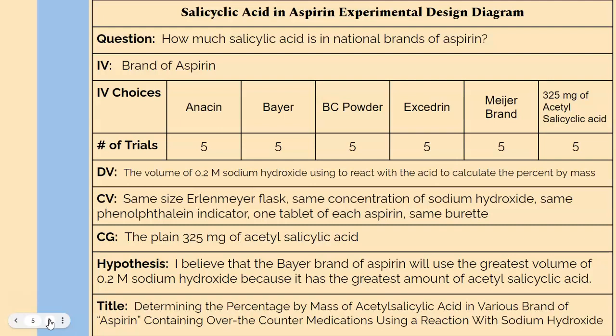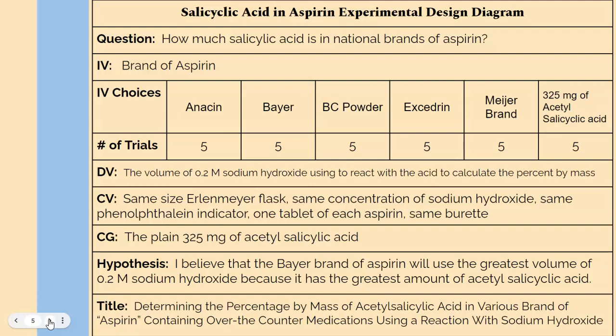Now, the DV, we are going to be measuring the volume of sodium hydroxide, and you'll notice it says 0.2 molar. Molarity describes the concentration. That's not something that you need to worry about at this moment. We'll get to that concentration issue a little later, but I need you to understand that big M means molarity. That is a concentration unit. And eventually that volume of sodium hydroxide is going to actually help us calculate the percent mass, but we're measuring the sodium hydroxide amount.